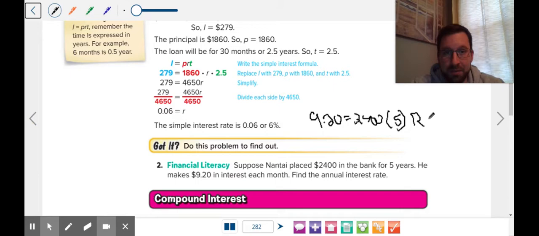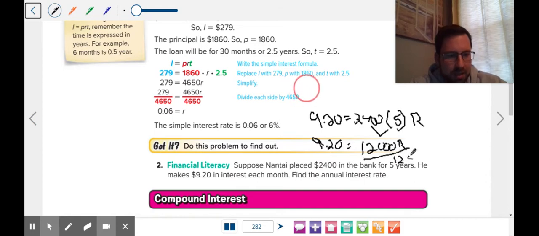A couple things to remember. When we're solving for the R, we got to isolate the variable, get it by itself. Second thing, my rate is going to come out as a decimal, and I always want it as a percent. So to get a decimal back to a percent, you move it twice to the right or multiply it by 100. So I'm going to simplify this first because 2,400 times 5 is 12,000. So 9.20 equals 12,000R. Notice I left that 0 on there because anytime you deal with money, you should have 2 decimal places. How do I get rid of the 12,000? It's multiply. So we're going to divide by 12,000 to both sides.